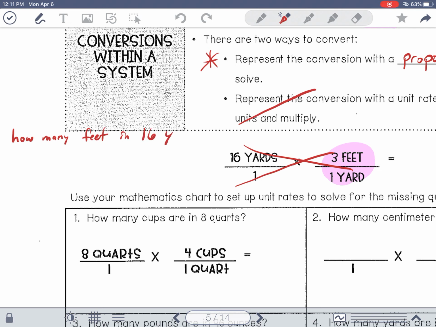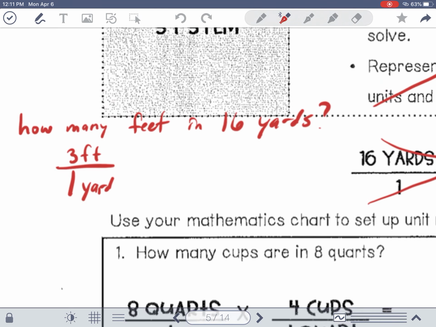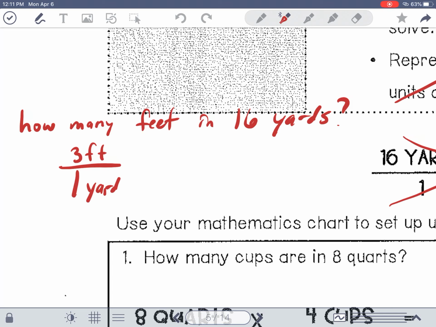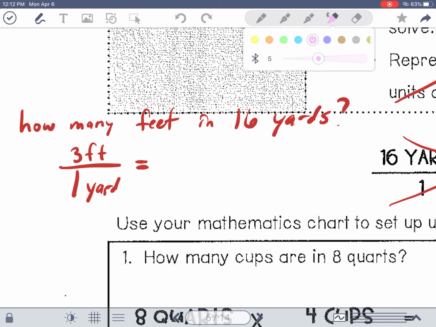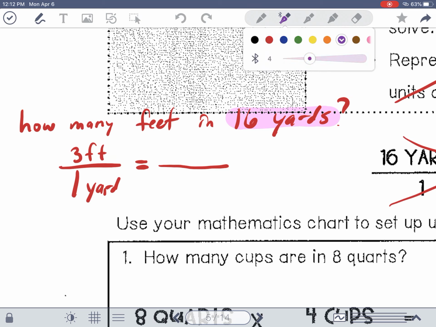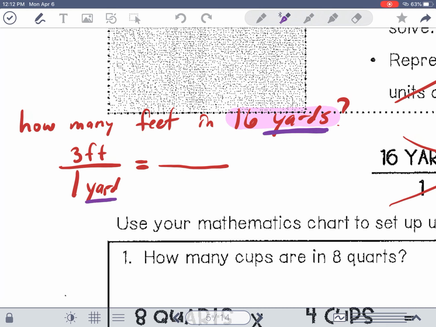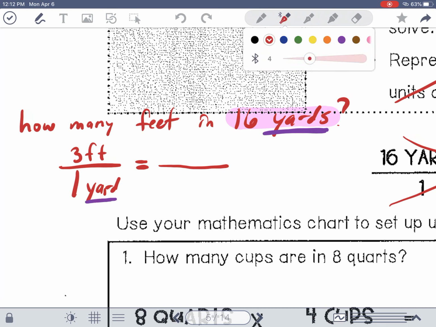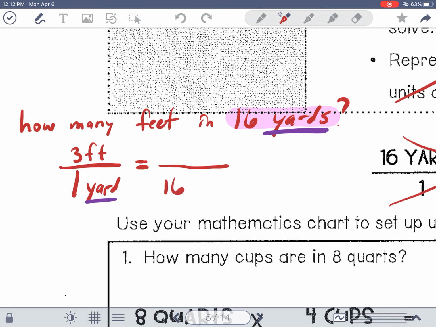If we said, how many feet in 16 yards, that's our question. We're going to say, if we have 3 feet in 1 yard, now what we have to look at at this point is we need to find out how many is 16 yards. Where do we put yards? We put 16 yards. Is that going to be on the top or the bottom? Excellent. We're going to put it on the bottom because yards always goes with yards. So you keep the unit on the top or the bottom. In this case, yards is on the bottom.